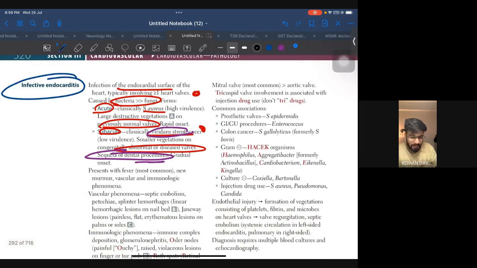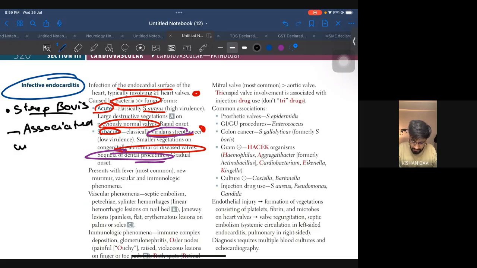Another important point, I am writing a few more bacteria. You should note it. Strep bovis will be associated with colon cancer. If colon cancer is given and there is an endocarditis patient, think about the Strep bovis organism. Usually such questions are there.